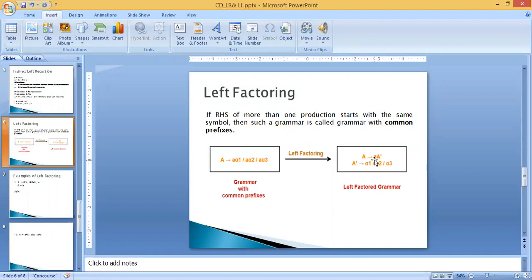Since you have introduced a new non-terminal A dash, that has to be defined later, right? So it is defined now. What is A dash? A dash is nothing but alpha 1, alpha 2, alpha 3. So once again, take out the common prefix first and then attach it with a new non-terminal, and then define what that new non-terminal is. That new non-terminal is nothing but alpha 1, alpha 2, alpha 3. These alphas are nothing but the ones that are attached with the common prefixes, okay?